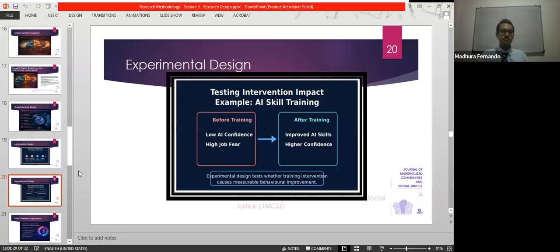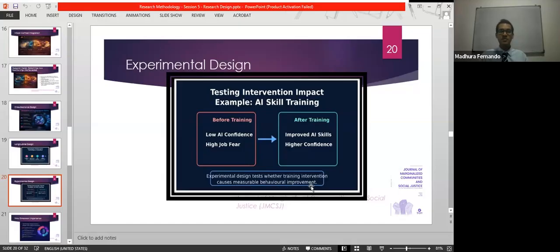This is the experimental design. Experimental design is testing intervention impact. Example: AI skill training. Before training, the AI confidence is low and job fear is high. After training, there are improved AI skills and higher confidence. Experimental design tests whether the training intervention causes measurable behavioral improvements.